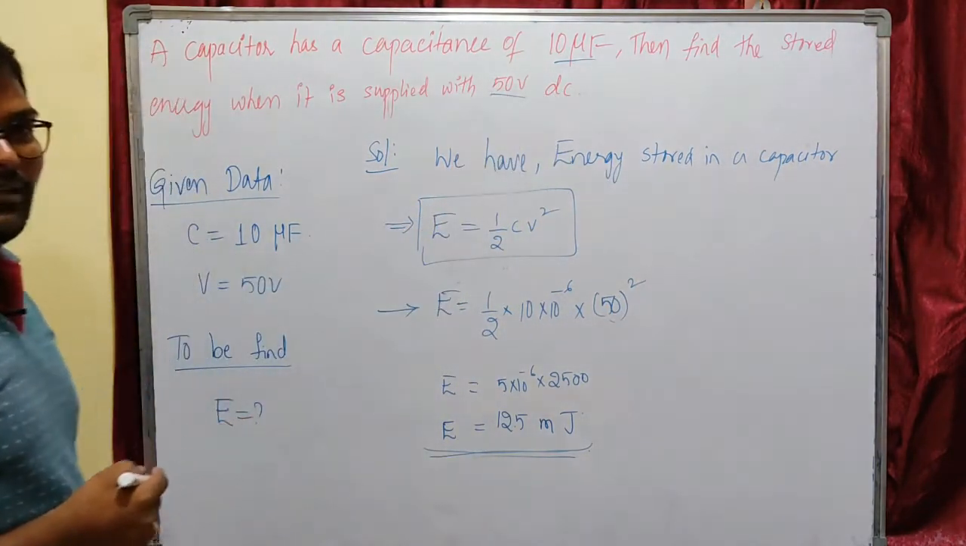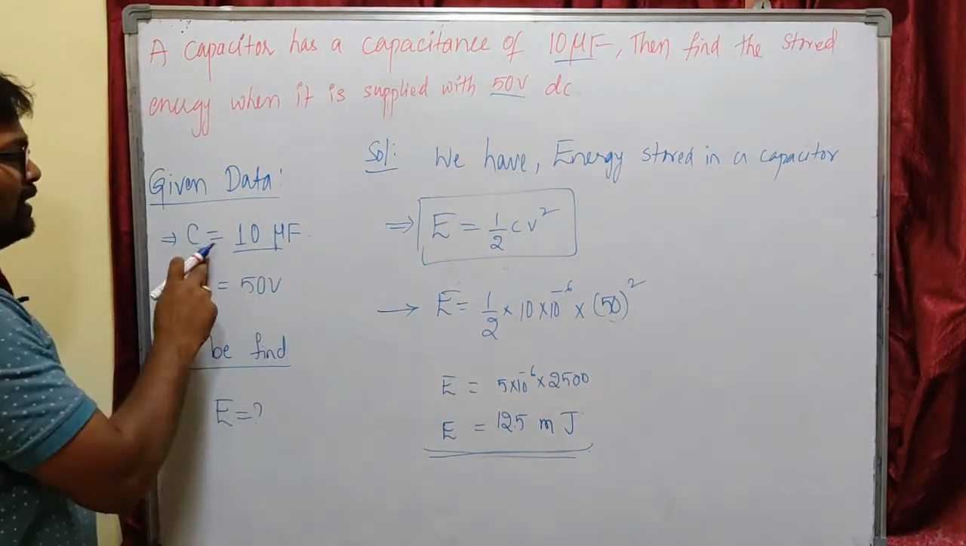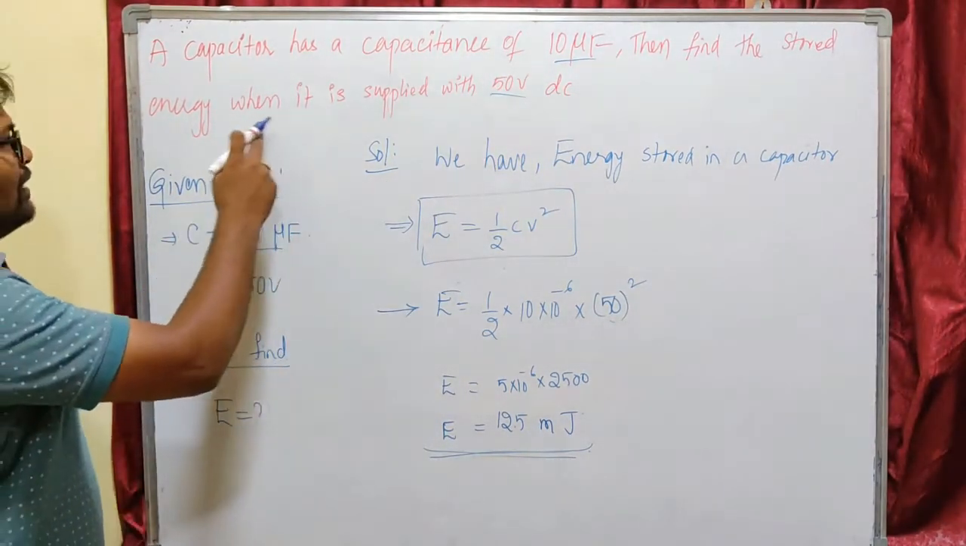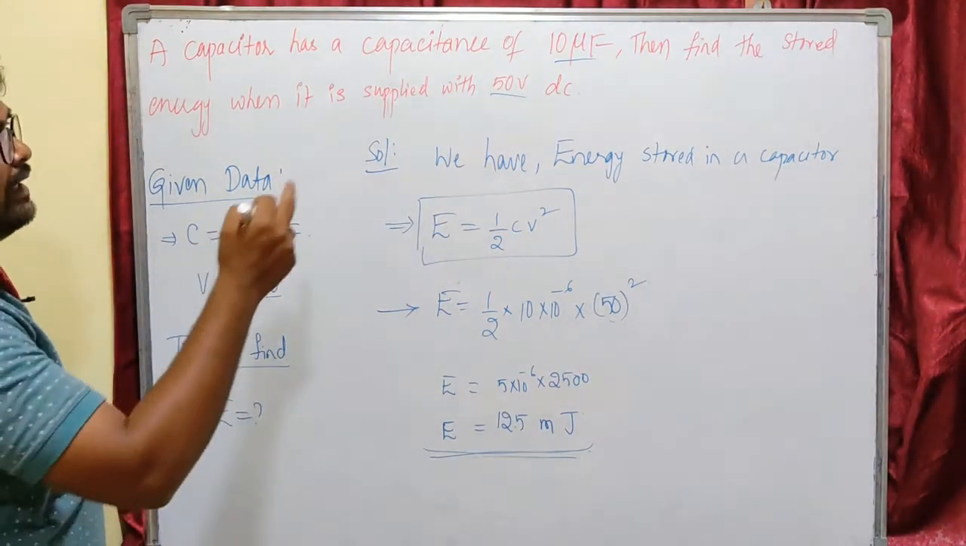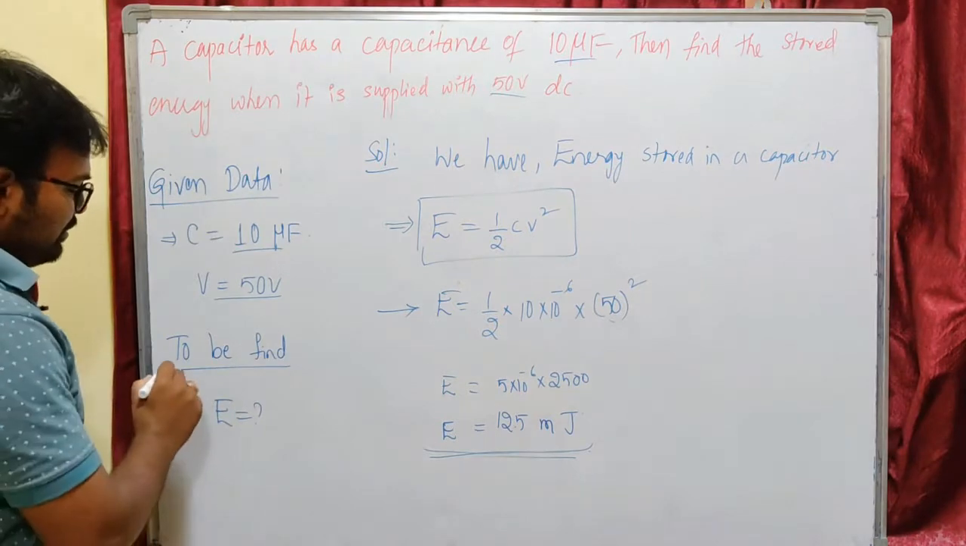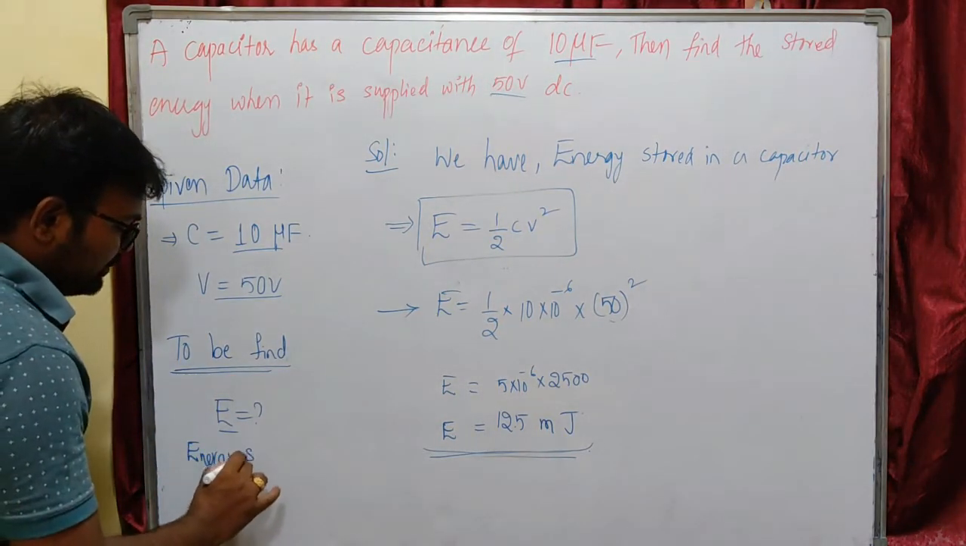Now let us write down the given data. The given data is that it has a capacitance of 10 microfarads, so C is equal to 10 microfarads, and it is a DC supply voltage of 50 volts. Now they ask you to find the stored energy, that is, the energy stored in a capacitor.